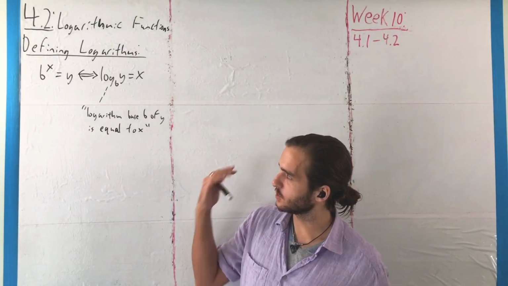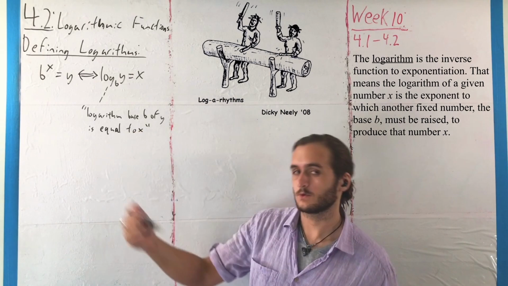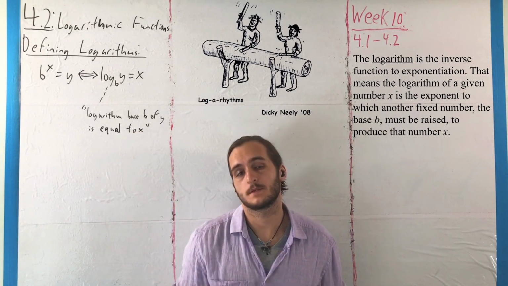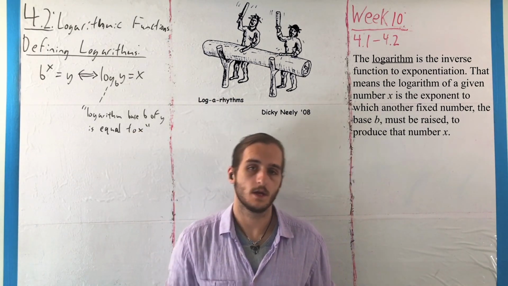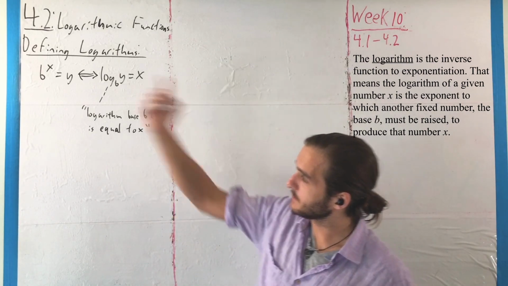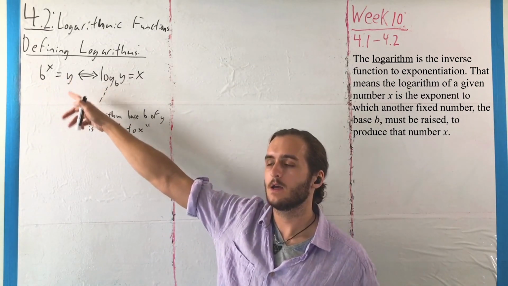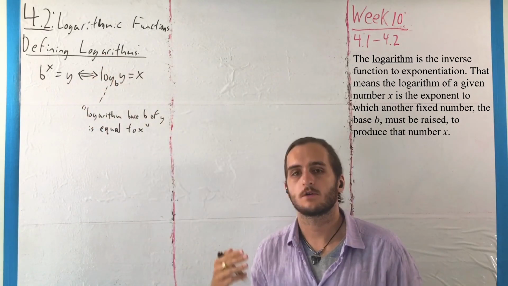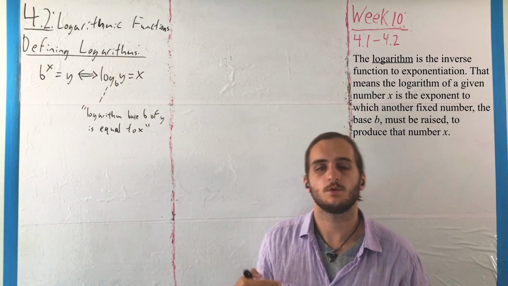For what we have here, we are looking at things called logarithms, where a logarithm is, for our purposes, defined as the inverse of an exponential function. So we have that if b raised to the power x is equal to y, then that's equivalent to logarithm base b of y is equal to x.